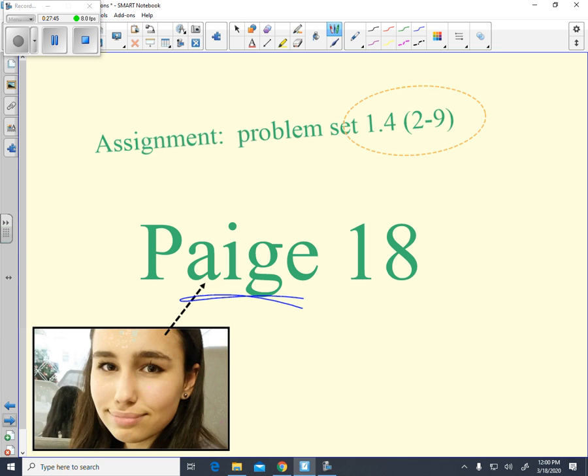Your assignment is going to be, and you'll see it in Schoology, turn to page 18 and work on those exercises. Put your answers on a Google Doc or piece of paper and then submit it on Schoology, and I'll take a look at it.